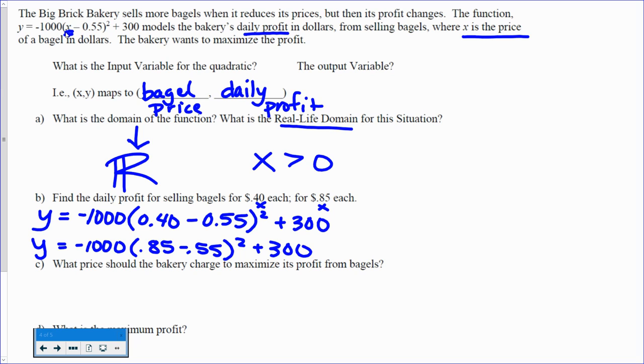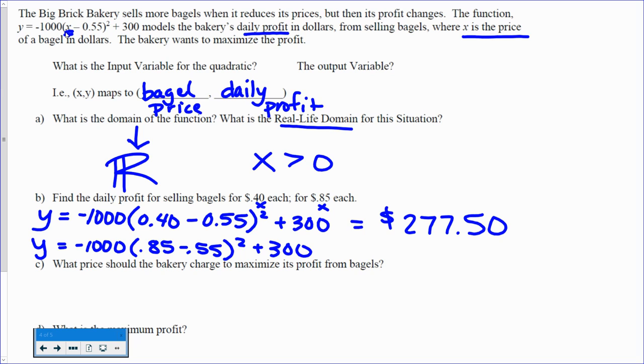If you've got a nice calculator where you have parentheses and you can see your screen, you can type it in exactly the way I have it written. If you are not, then make sure you're taking your 40 cents minus your 55 cents, squaring that, it'll come out positive, multiplying it by -1,000 and adding 300. I'll tell you what these answers are right now, but make sure that you know how to calculate this yourself on your calculator as well. So double check that you are getting these correct answers here.